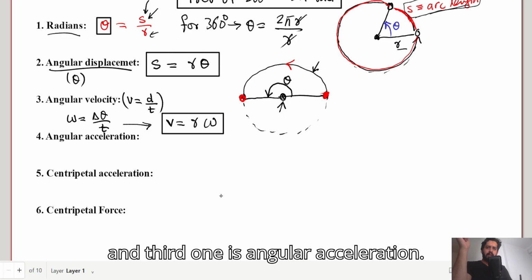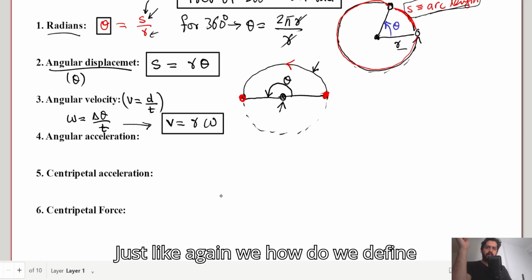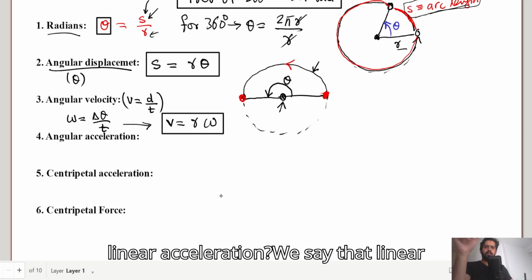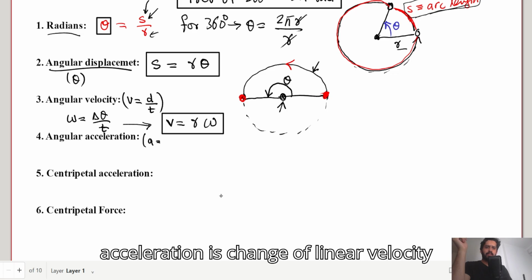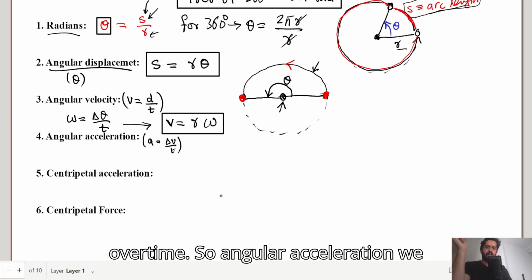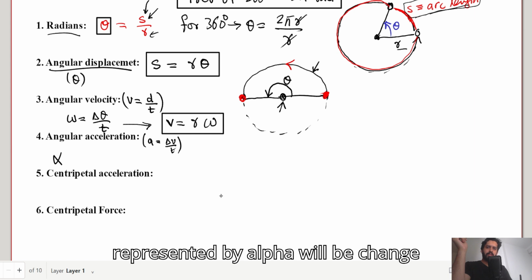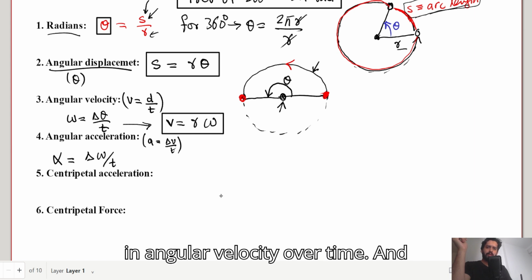And third one is angular acceleration. Just like, again, how do we define linear acceleration? We say that linear acceleration is change of linear velocity over time. So angular acceleration, we represent it by alpha, will be change in angular velocity over time.